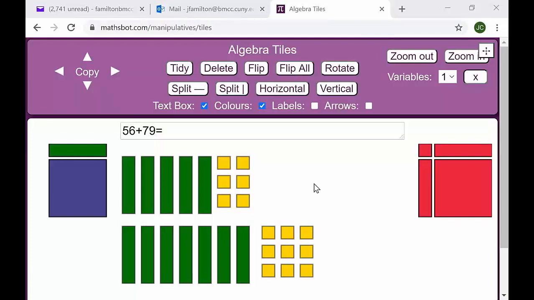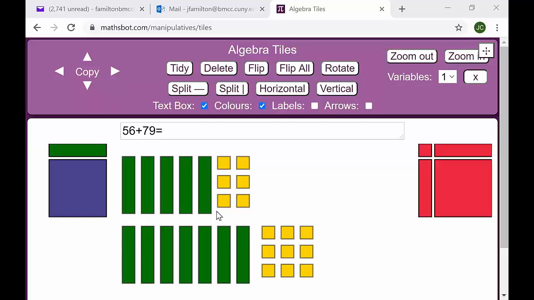So what I did was I set up our problem in terms of these rods and units. Here we have 5 rods, 1, 2, 3, 4, 5, to represent each of the tens for 56. And then 1, 2, 3, 4, 5, 6 units. So this is 56 using rods and unit boxes. I did the same thing with the 79, where we have 1, 2, 3, 4, 5, 6, 7 rods, where each of these is a 10, and 7 times 10 is 70, and then 9 units. So each rod is made up of 10 units.